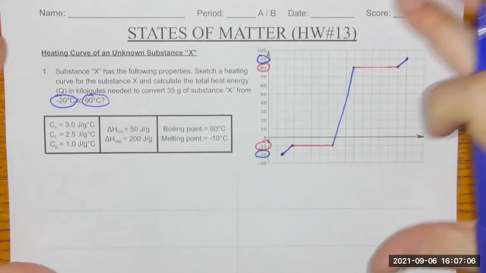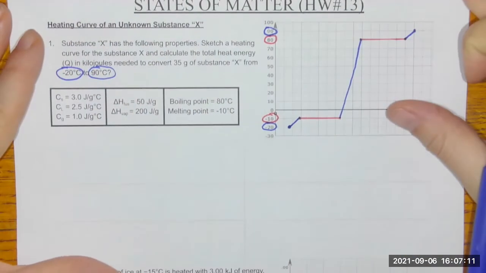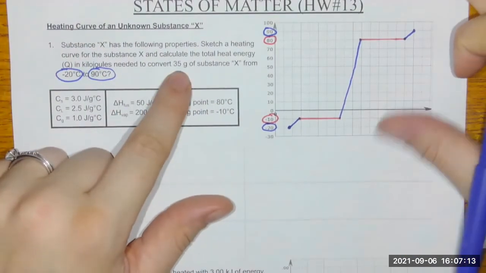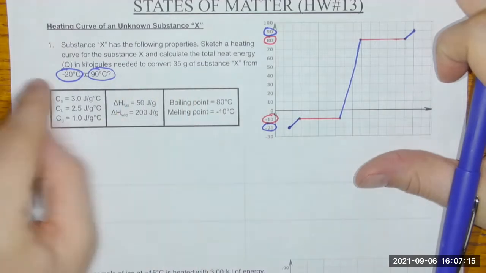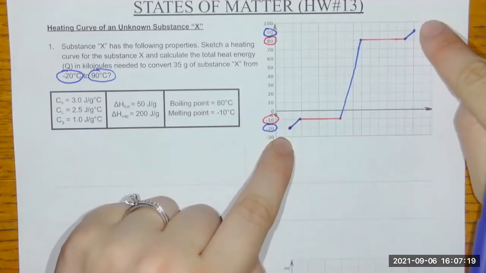All right, pause this video now, and using this graph that we made, figure out how much energy it would take for 35 grams of this substance to go from there to there.